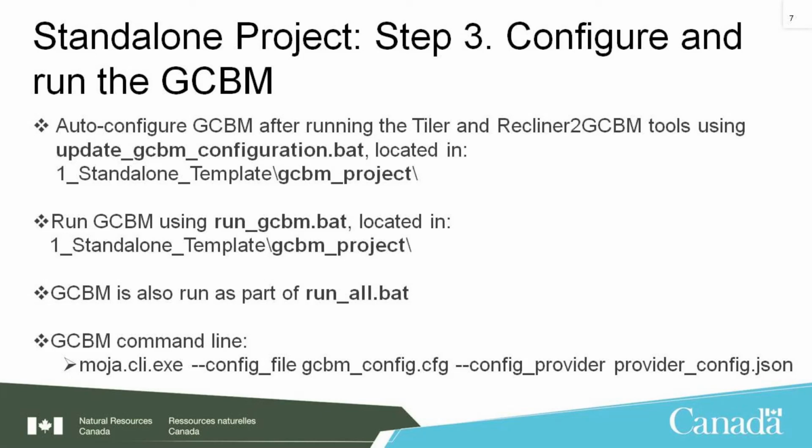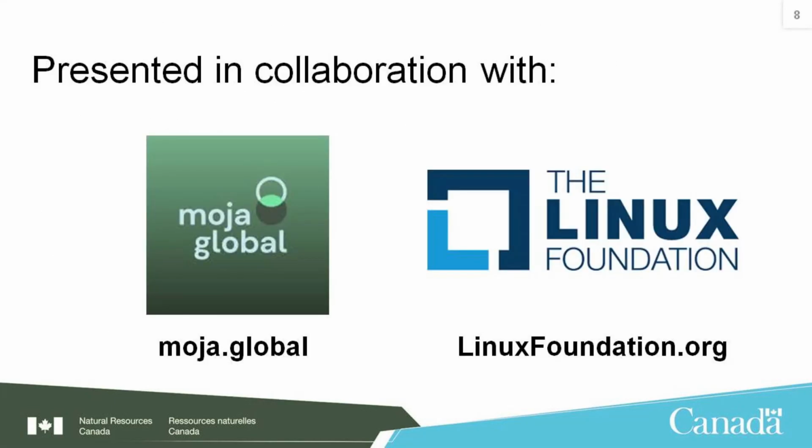To run a GCBM simulation, users can employ the run_gcbm.bat file in the Gcbm_project folder. Like the configuration step, running the model is also a component function of the run_all.bat file. In the next video, we'll describe how to run the post-processing tools.